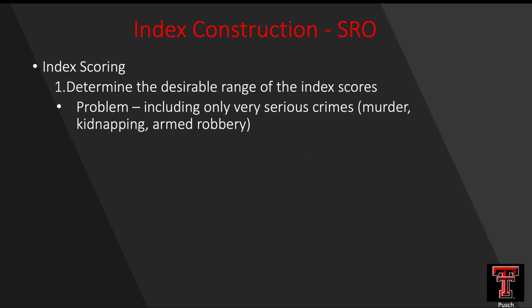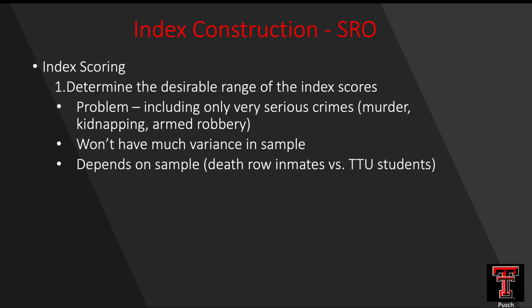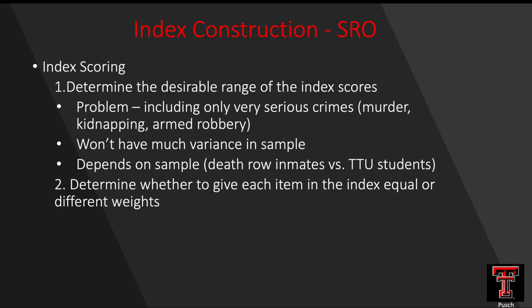Okay, so index scoring. So we want to determine the desirable range of the index scores. So the problem is, if we use that SRO index that we looked at a few slides ago, there's some less serious crimes, but a lot of those crimes were very, very serious. So including only very serious crimes like murder, kidnapping, and armed robbery, we're not going to have very much variance in our sample. So of course, it depends on your sample that you're looking at and your population.